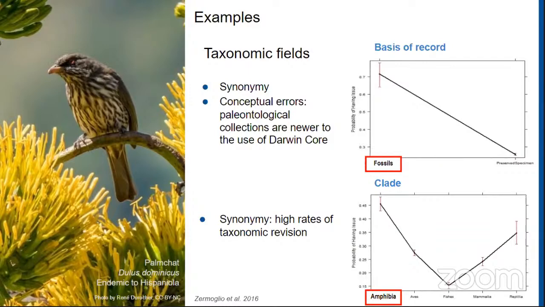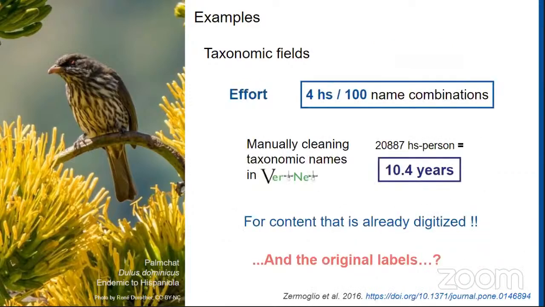So these are some of the problems that we find with taxonomic data. And you see that to solve some of this, specifically for synonymy, we need expert knowledge. So it's not just changing a format. One conclusion that this study had was about the effort required to clean these taxonomic fields. Basically, to the authors, it took more or less 4 hours to review 100 names.